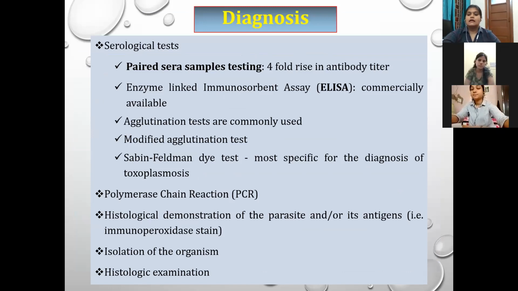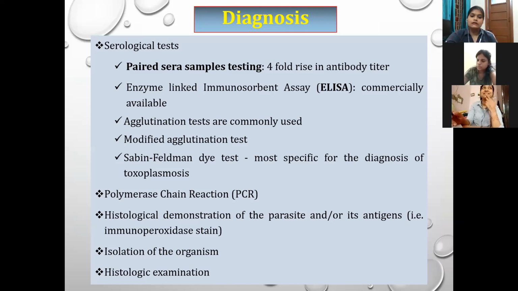Now you can diagnose based on the various tests. First important is you can observe the increase in the antibody titer by comparison of paired sera samples. And you can go for various serological tests like the agglutination test or ELISA, or one important test, that is the Sabin-Feldman dye test. Very important test, and this is considered the most specific test for the diagnosis of toxoplasma.